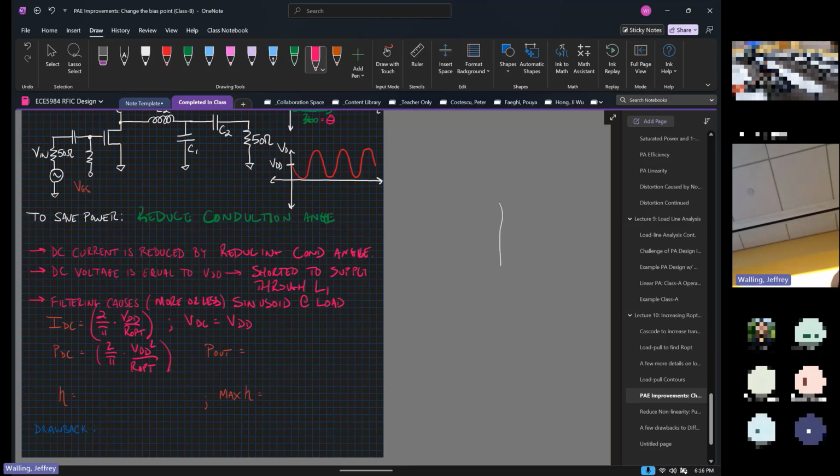Now, our output power is still equal to whatever the output voltage waveform is, V out squared over 2 times R opt. So RMS voltage squared, ideally it's a sinusoid, and so RMS voltage squared divided by the optimum termination resistance that we present to the transistor. If we find the drain efficiency, it's equal to P out over PDC, and we can show that this is equal to pi over 4 times V out over VDD.